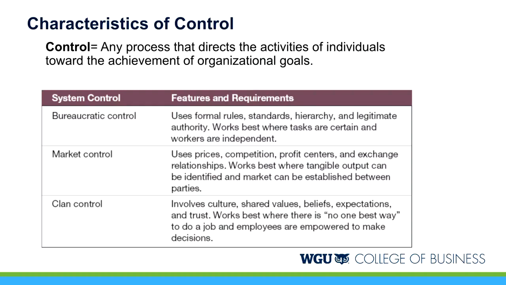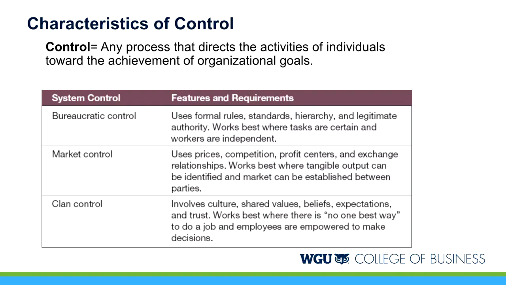Okay. Characteristics of control. Again, a lot of stuff with this competency, and we're going to try to move forward quickly here. Characteristics of control: a process that directs activities of individuals towards achievement of organizational goals. That's what control is. Take a look at those three areas from chapter 16, table 16-2. So just briefly, bureaucratic control: formal rules, standards, hierarchy, legitimate authority, works best where tasks are certain and workers are independent. Okay? They know how to act in a certain way. Bureaucracy doesn't sound good here in the United States, but it's very important because otherwise we couldn't have organizations working together or people working together in organizations.